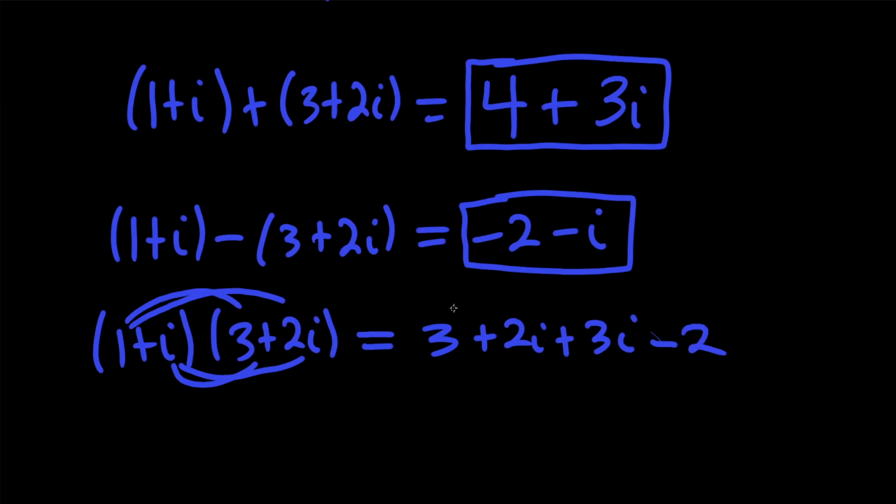So notice that we can go ahead and combine like terms. So we're going to have 3 minus 2 is 1. And then 2I plus 3I is 5I. So 1 plus 5I is our solution.